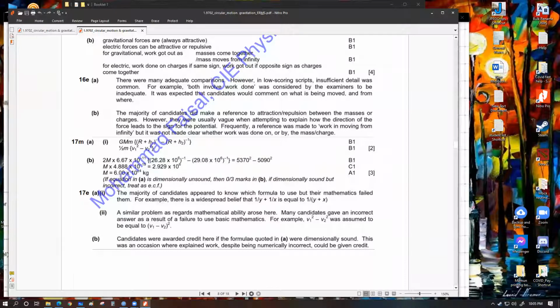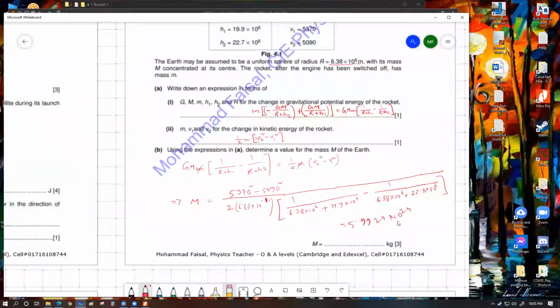That's why ultimately their fraction value gave them perfectly 6.00, whereas I used the whole calculator value and I got 5.9929. So if I was doing this math, I'm going to write this whole thing over here with kg unit, and right over here I'm going to only write 5.99 into 10 to the power 24. And I believe the examiner should still give me full marks because this is not a wrong answer.